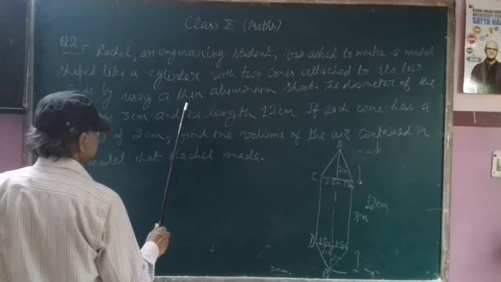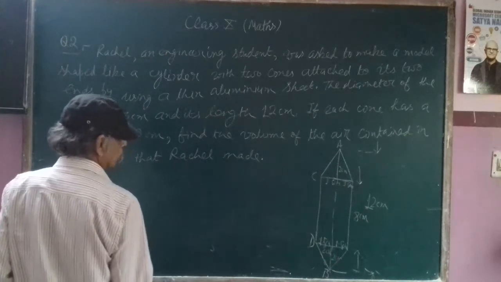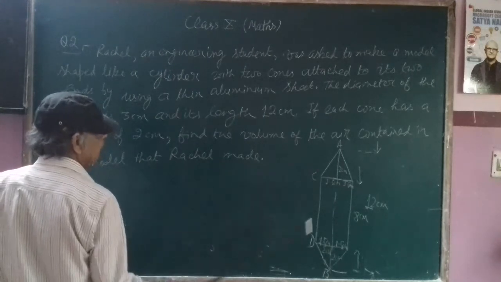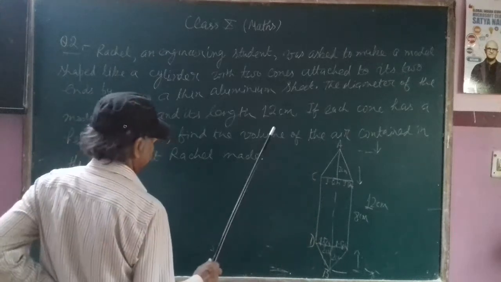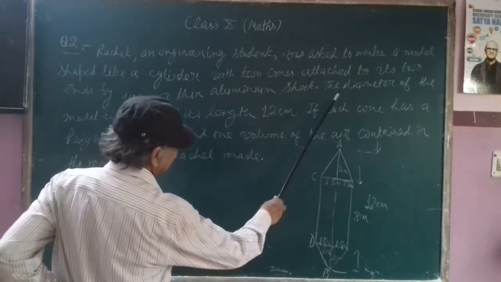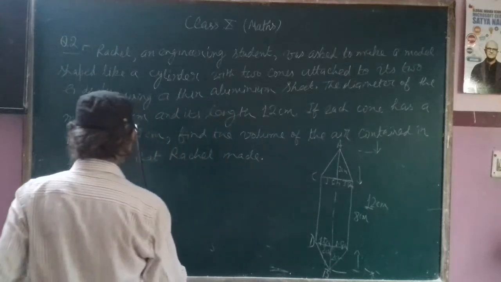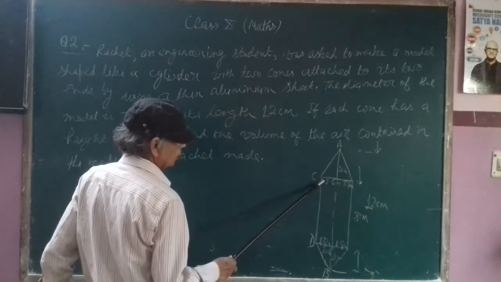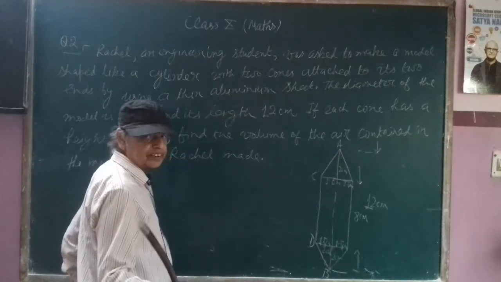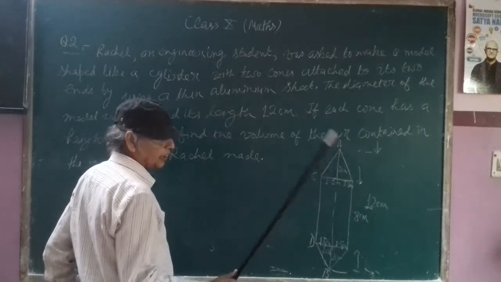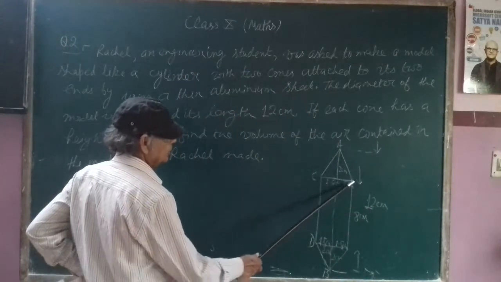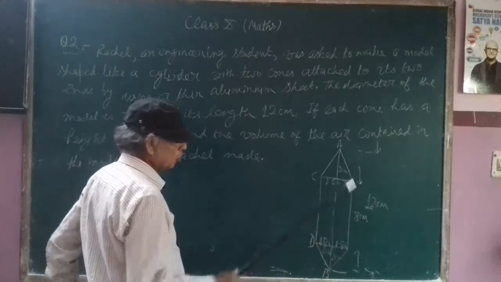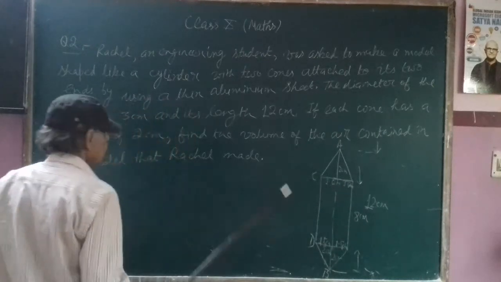It is made using a thin aluminum sheet, so thin that its thickness can be ignored. The diameter of the model is 3 centimeters. That means the radius, half the diameter, is 1.5 centimeters. Half of 3 is 1.5. So 1.5 centimeters is the common radius of the cone and the cylinder.